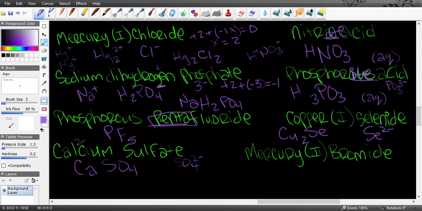Mercury 2 bromide. Mercury 2 is this, right? Or not Mg. I lied. It's past midnight, so I have an excuse. Hg 2 plus. That's mercury 2, right? Bromide. Bromide, what is that? Where does that come from? Bromine, right? Br minus. So, put these together. HgBr2, right? You need 2 of those to cancel.